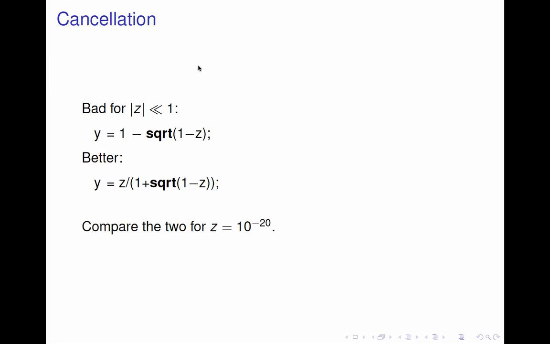We talked in the last video about cancellation. So for example, suppose that z is much less than 1, a positive number, maybe on the order of 10 to the negative 20. I want to compute 1 minus the square root of 1 minus z. Now, that's going to suffer cancellation, and it's actually going to look like 0 according to this computation. A better way of phrasing the same calculation is y is equal to z over 1 plus the square root of 1 minus z.